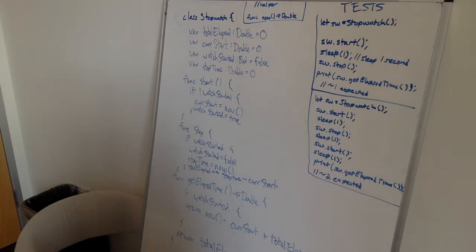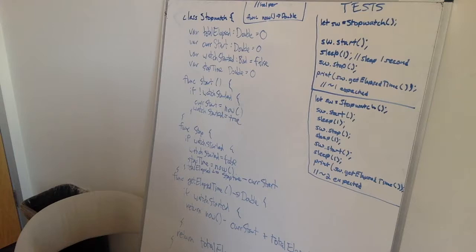Okay, so we start. Sleep a second. The watch is not started, so we set our current time to now. Watch start is true. We hit stop a second later. Watch is started, so now it's stopped. Stop time is now. We add the stop time, which is a second more than the current start, to total elapsed time. And we sleep 1 second and start again.